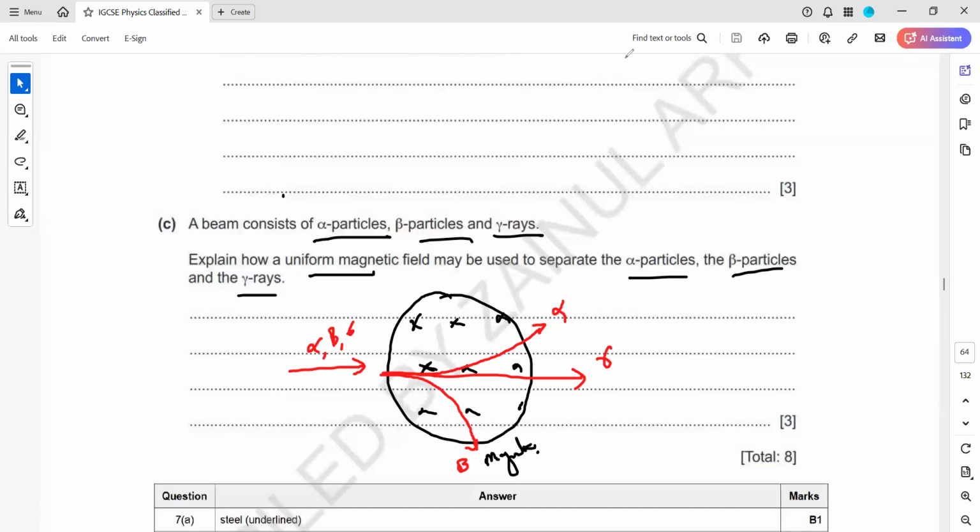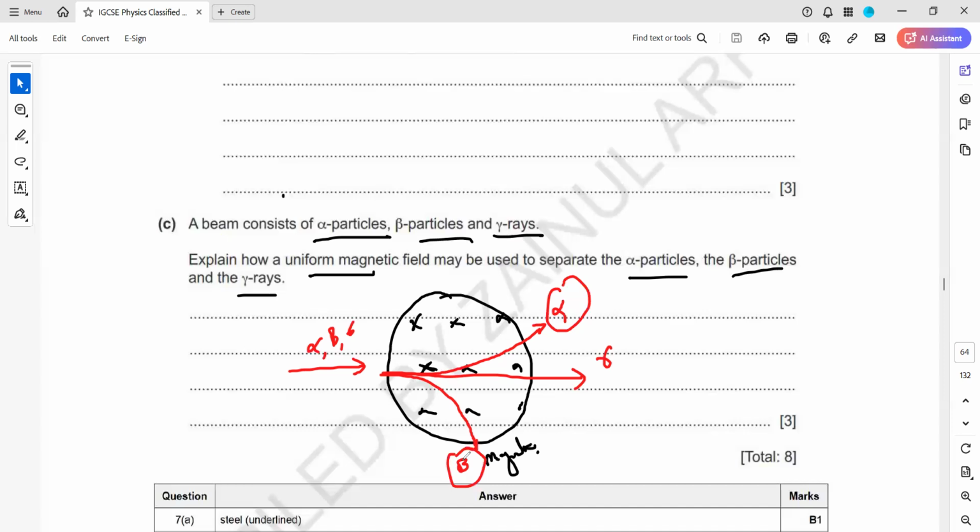Can you show the hand rule? If I want to use a hand rule, I will use the left hand. My index finger is pointing into the page. The second finger represents the direction of the particle. Where the thumb is pointing, it's pointing up. So an alpha, a positive particle, will go up, and beta will go in the opposite direction.